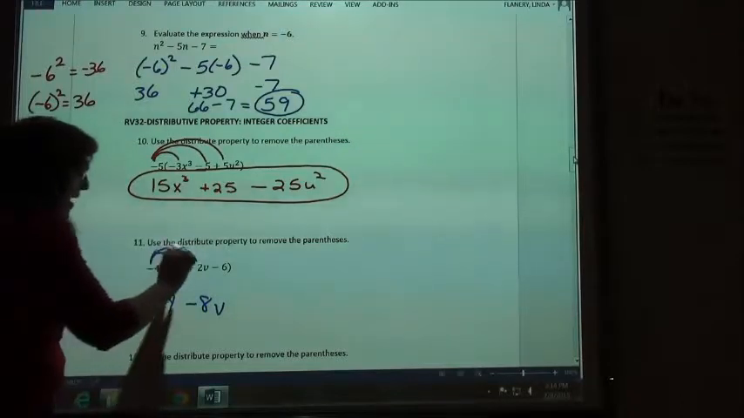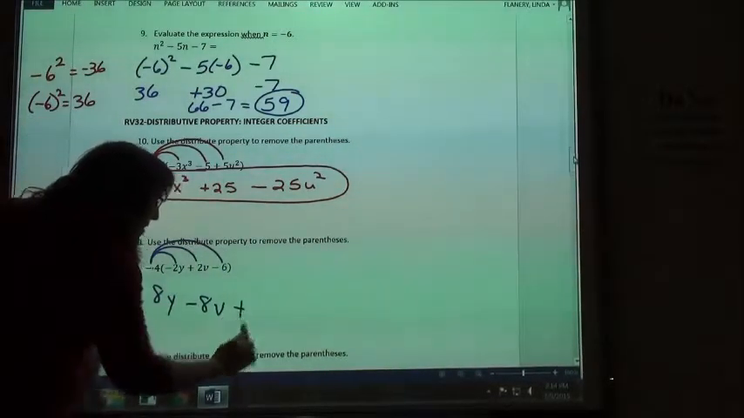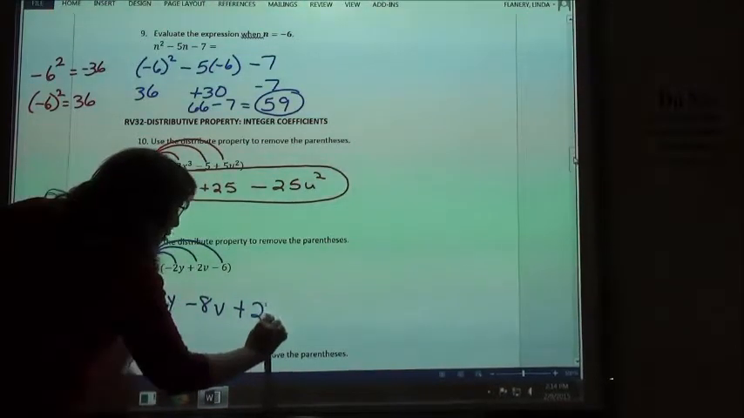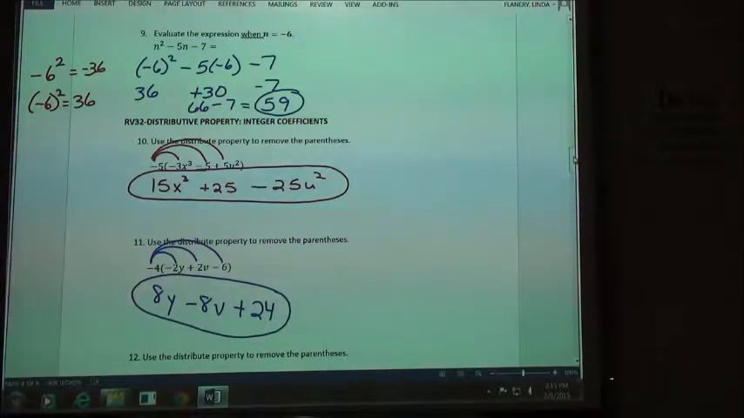And then the last one, negative 4 times a negative 6. Negative times a negative is a positive. 4 times 6 is 24. So 8y minus 8v plus 24 is going to be your answer.